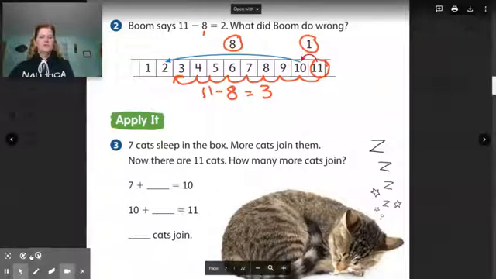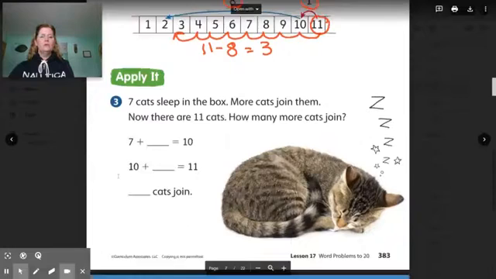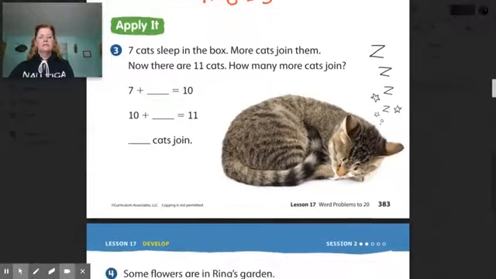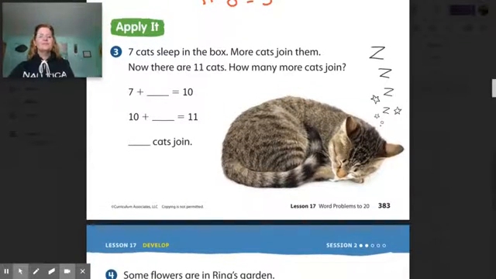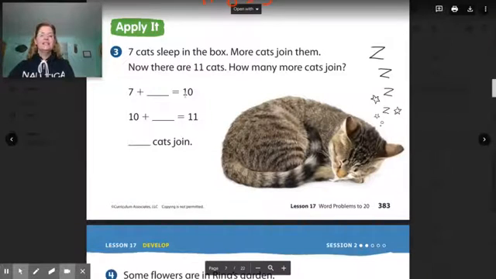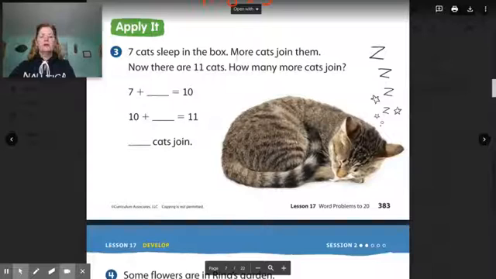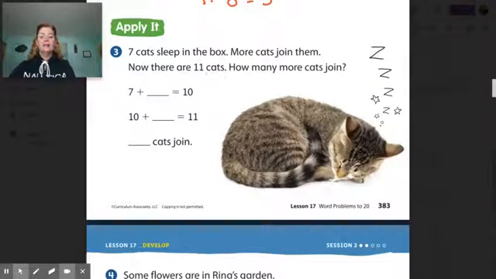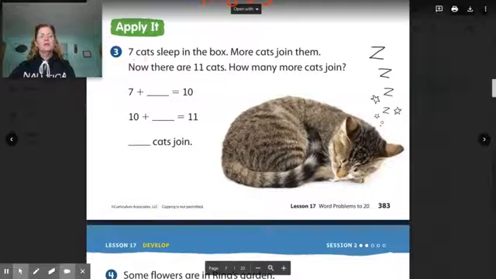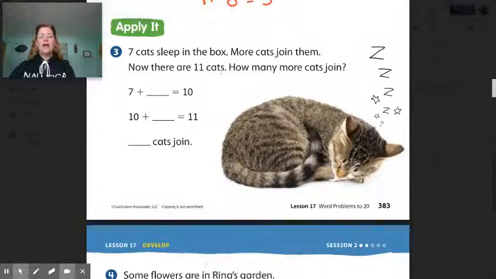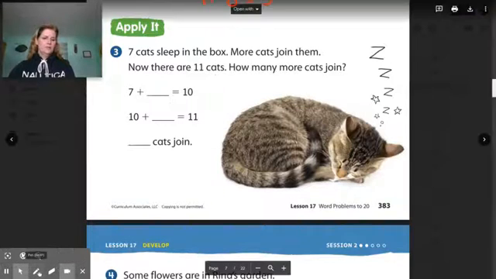Okay. One of Allie's favorite things in the whole wide world, cats. Allie and her kittens. 7 cats sleep in the box. More cats join them. Now there are 11 cats. How many more cats join?